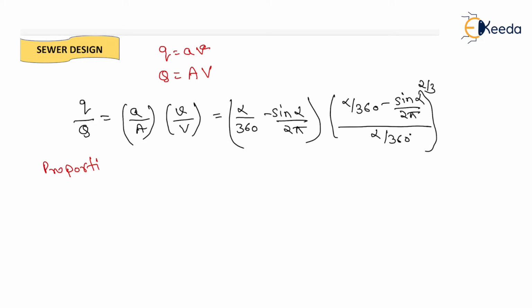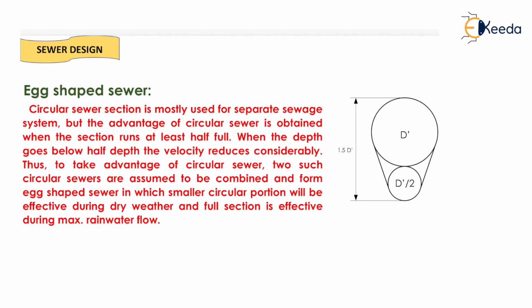What we called it as? We called it as proportionate discharge. So we have found all the hydraulic characteristics of the circular sewer. That will be the complete circular sewer design. Okay, it is clear to all. Now we can move to the egg-shaped sewer.